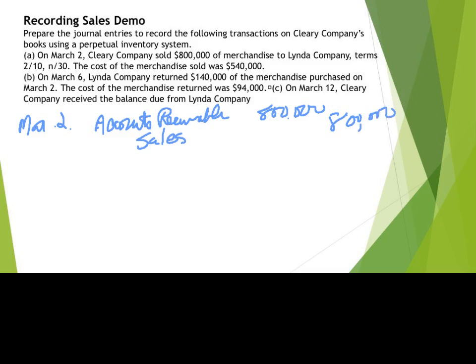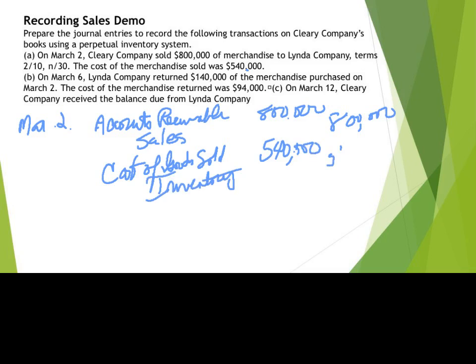Now, I have to recognize that the inventory has left and I have a cost of goods sold. So I skip a line here, same date, and I do cost of goods sold. And the cost of goods sold is 540,000. That's what I paid for those items I sold for 800,000. Not bad gross profit. And I take it out of inventory, so I credit inventory 540,000. And that's it.